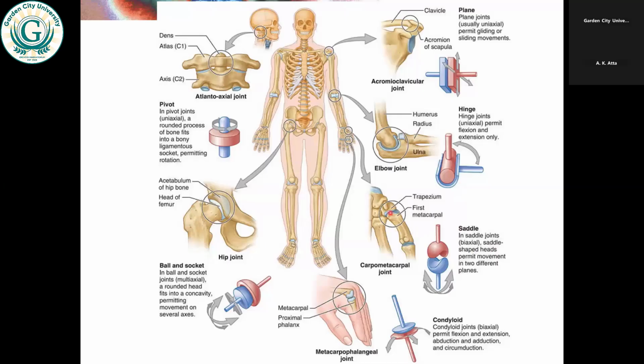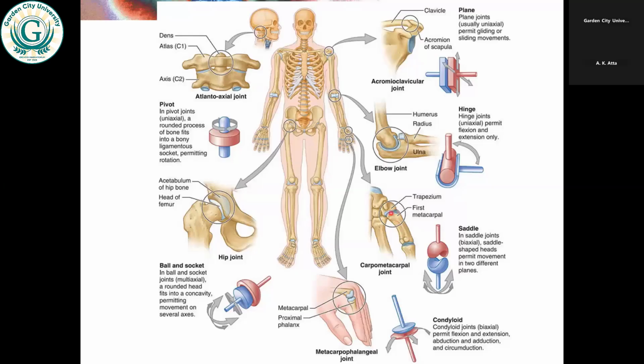So look at here. The trapezium is fitting into the what? The first metacarpal bone, like the way you put a saddle on a donkey and you sit on it. So here the type of joint is based on the nature of the bones articulating with each other. Okay. So the question is, what will be the rest?